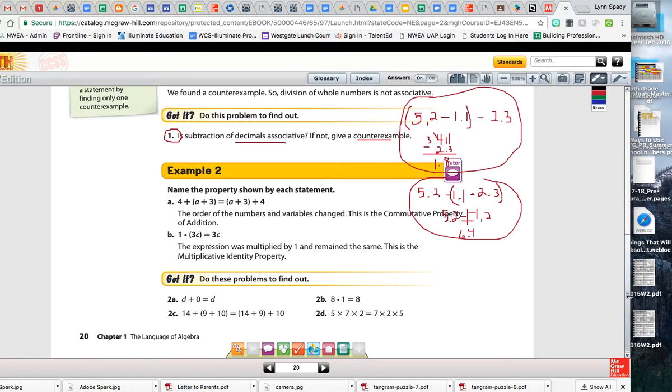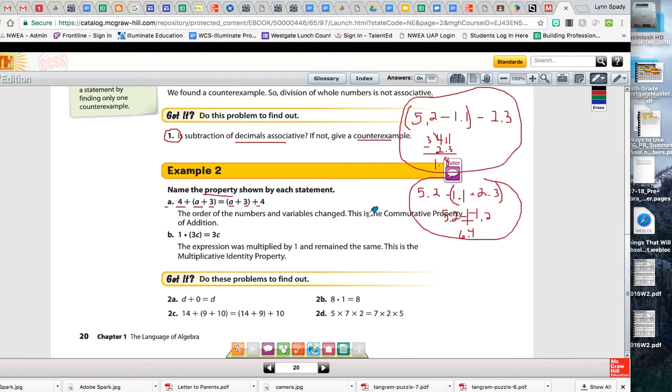For example 2, it's asking for the property shown. Okay, so in A here in the example, we have 4A and 3, and we have A and 3 and 4. And so all we did is moved around the 4 to the other position.